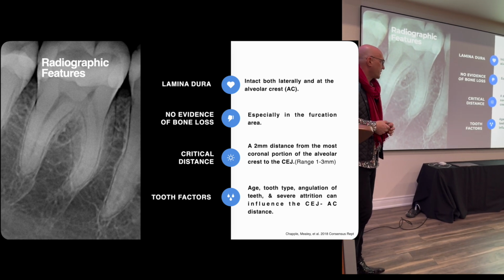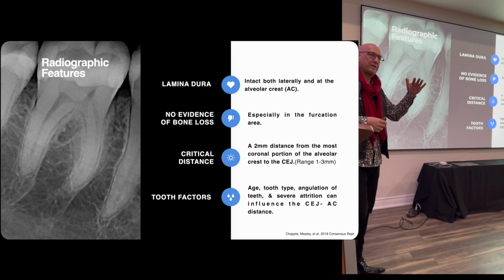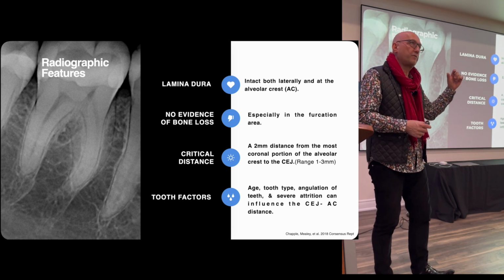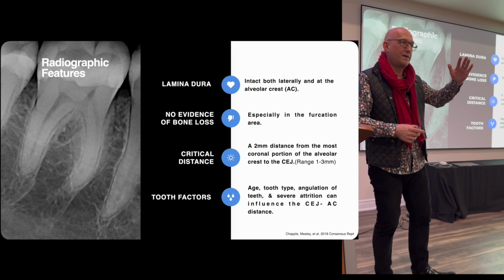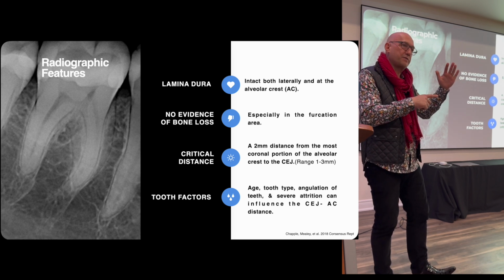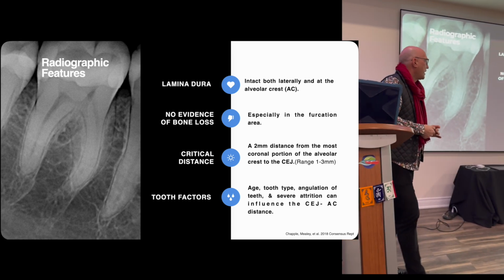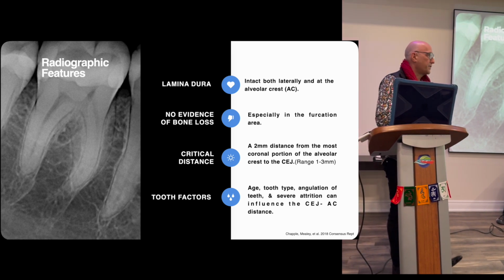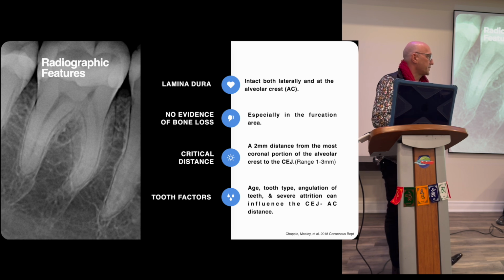And tooth factors. How old is the patient? What's the tooth type? Is the tooth angulated? Because you're going to have a greater amount of clinical attachment loss or radiographic bone loss on the distal of a tooth that's really tipped than on the mesial of that same tooth. So you've got to take that into consideration. There has to be a certain amount of reasonableness, as they say in law, with this assessment. And severe attrition can also influence the CEJ-AC distance. Right? So anything you'd like to add to that, Louisa?